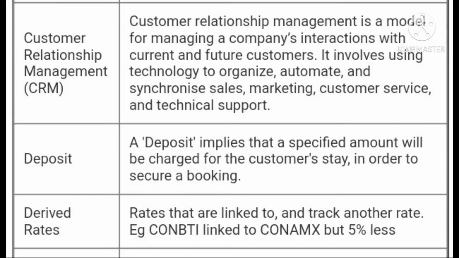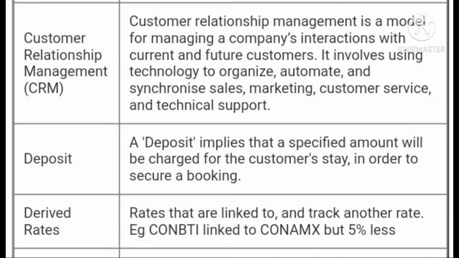Next, we will go to the Customer Relationship Management or the CRM. It is a model for managing a company's interactions with current and future customers. It involves using technology to organize, automate, and synchronize sales, marketing, customer service, and technical support.